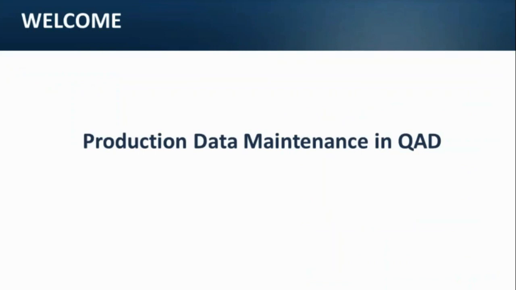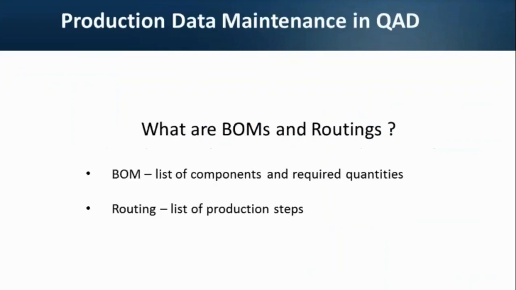Okay, welcome everyone. Today we will talk about product structures and routings in QAD. What are these and why we picked them for today's webinar? Bill of materials or product structures, I will be using these terms interchangeably, provides us with information about components required to build a product. It stores information about part number and required quantity for each component.